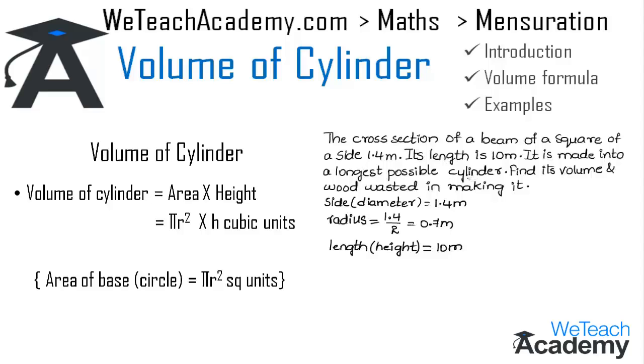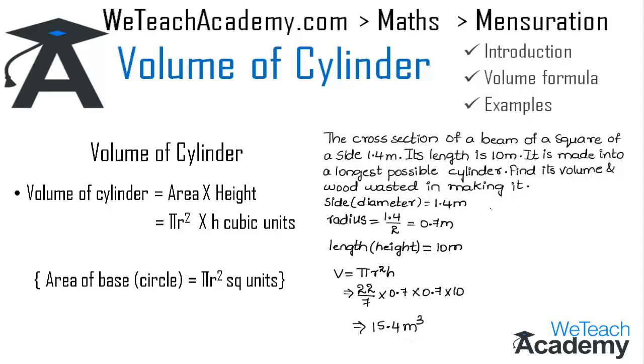First let us find the volume of cylinder, and we already know that volume of cylinder is given by the formula pi r square h cubic units. Substituting the values, we get here 22 divided by 7 into r square, that is 0.7 into 0.7, into the height 10 meters. So here by simplifying, we get the result as 15.4 meters cube.